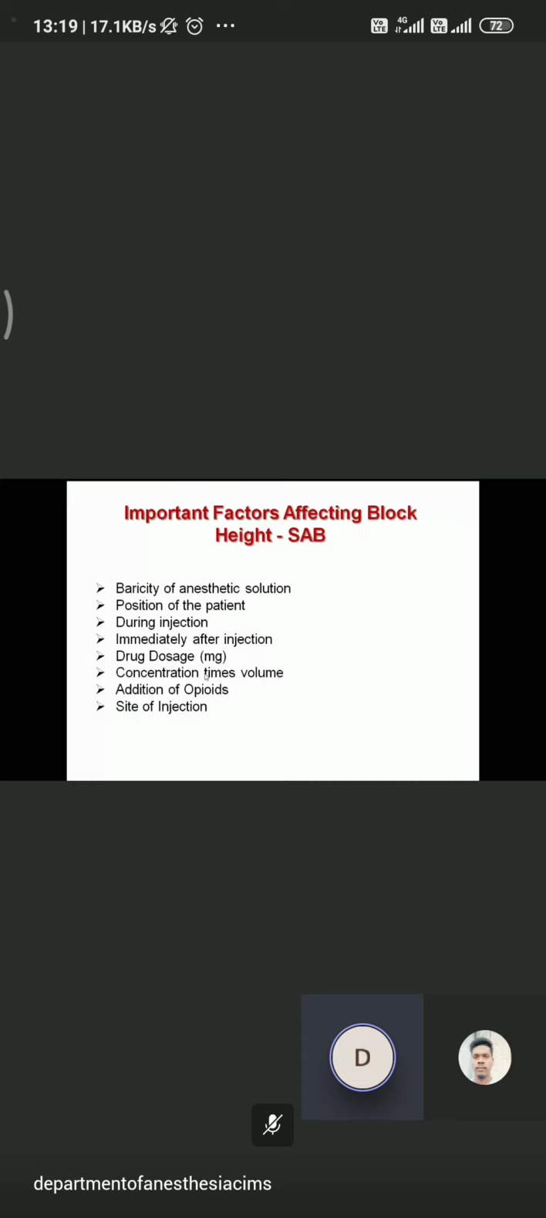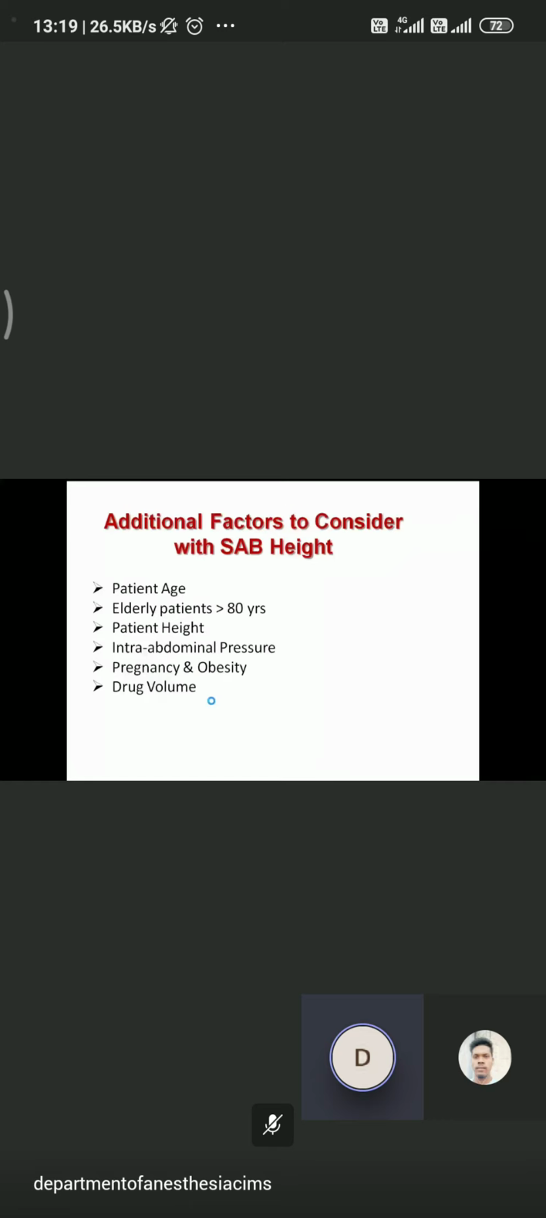Okay, and also the patient age determines the level of the block. Elderly patients more than 80 years have a long duration block. And the patient height is also important, as I've already told you. Intra-abdominal pressures. In pregnancy, in patients for LSCS who are posted, we use spinal block.